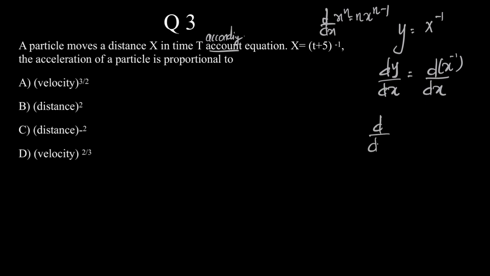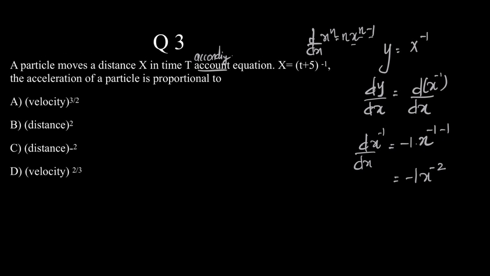So d by dx of x to the power minus 1 will be equal to minus 1 into x raised to n minus 1. What is n here? Minus 1. So this becomes minus 1 x to the power minus 2, right?